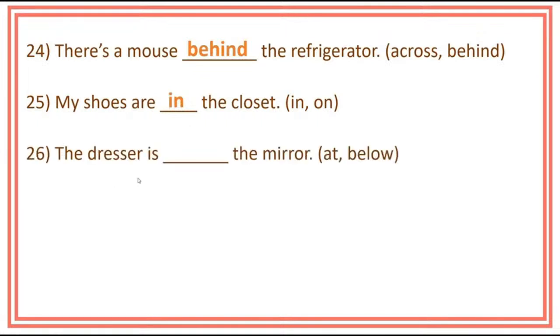26. The dresser is blank the mirror. Prepositions inside the bracket are at and below. Answer is: the dresser is below the mirror.